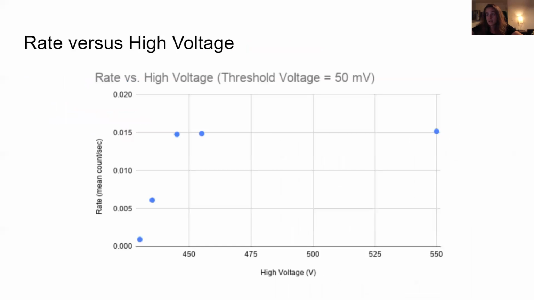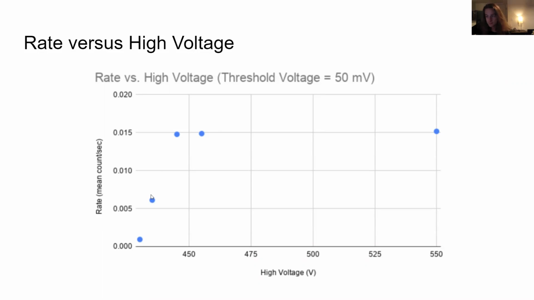Now, moving to the next experiment, we were able to look at the rate versus the high voltage. Varying the high voltage on the anode, we can see that the number of counts per second, or the rate, plateaus. I was a little confused as to why this happens, but as far as I'm concerned, it occurs because we have the high voltage set so low, down in this lower voltage region, that particles with less energy are able to trigger our system.